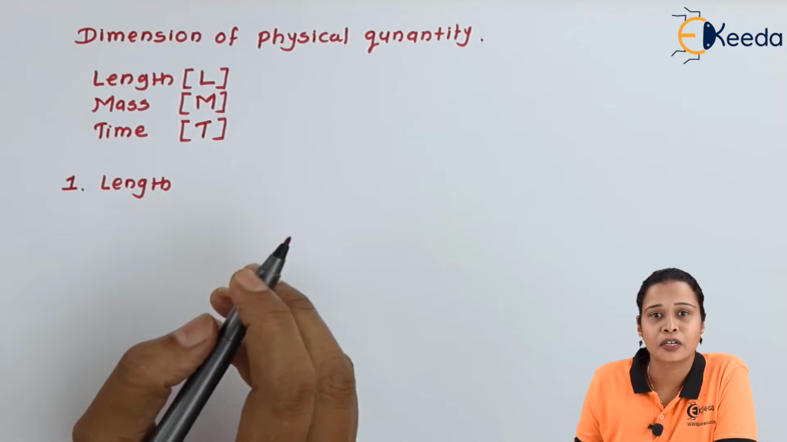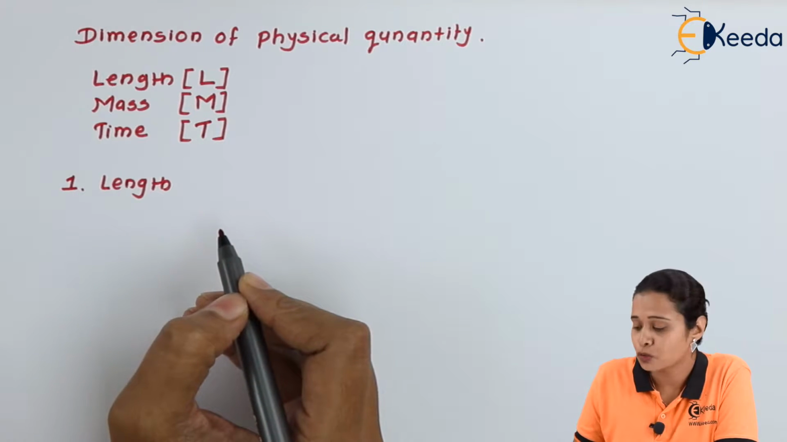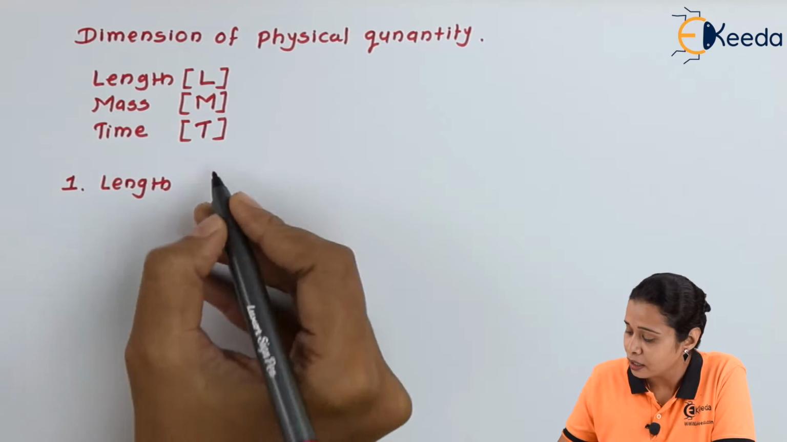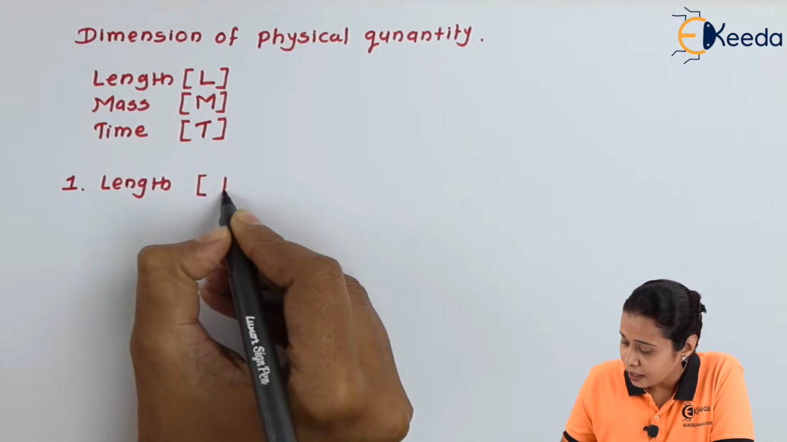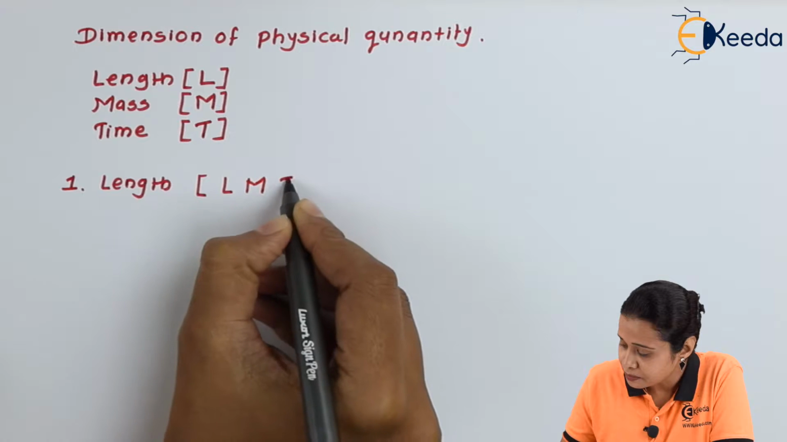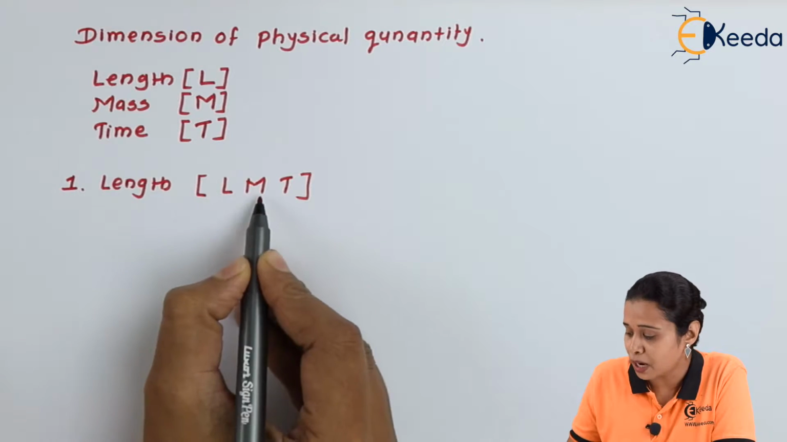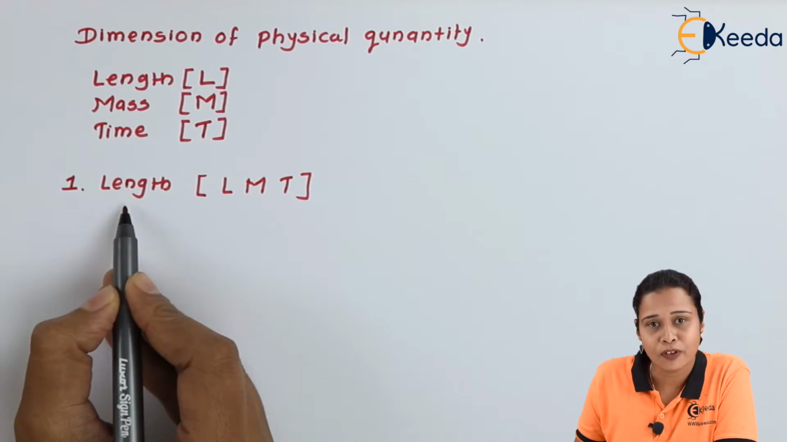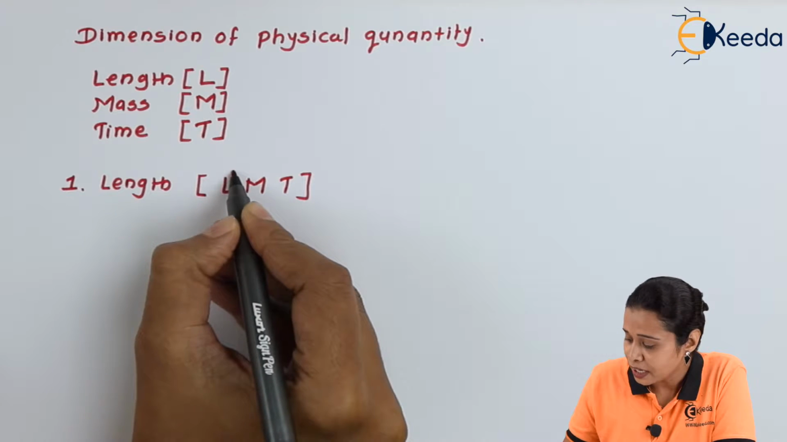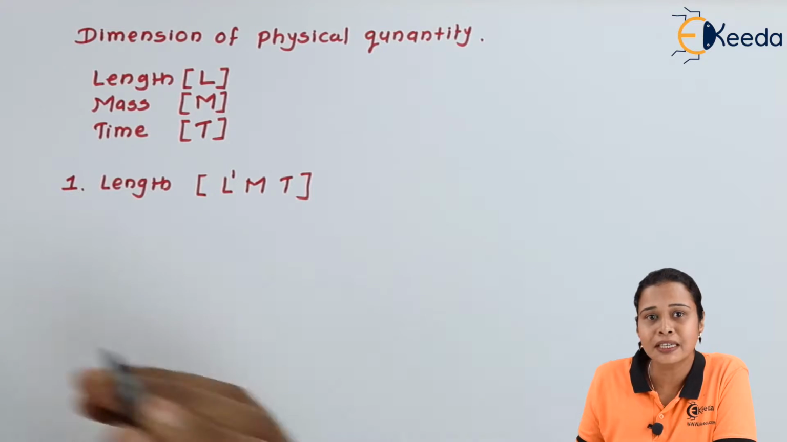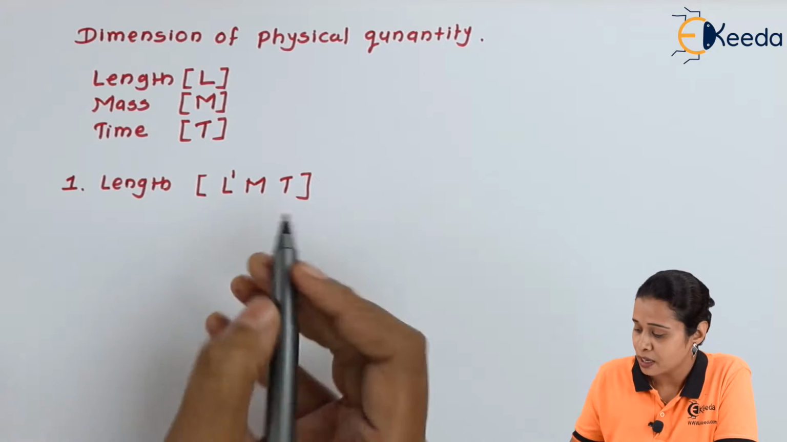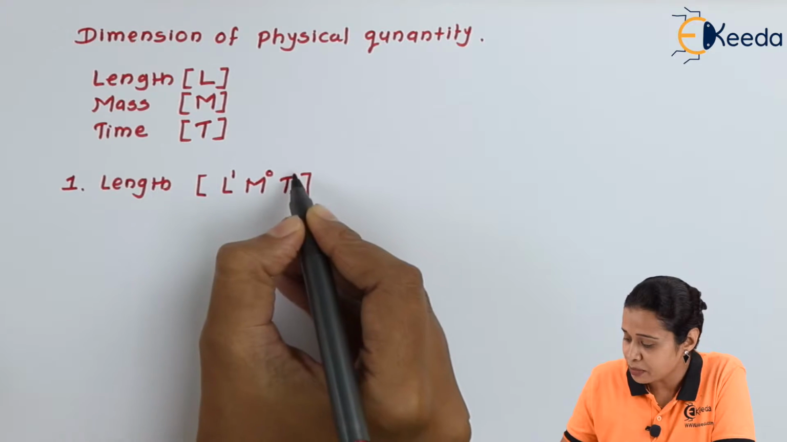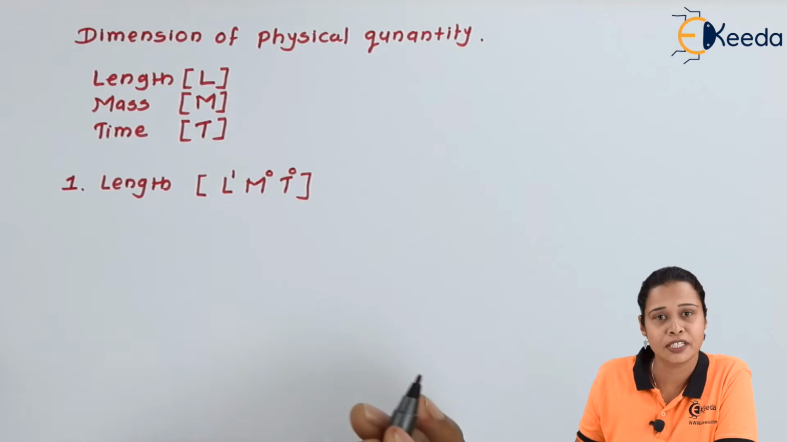So first physical quantity we will take length to find the dimension. So length, here we will take L, M, T. That is length, mass and time. In case of length, here we will write down power 1 because length is present. But mass and time is absent, so we will write down power 0.